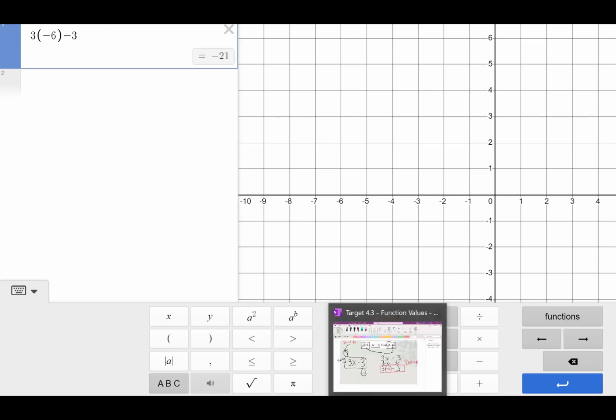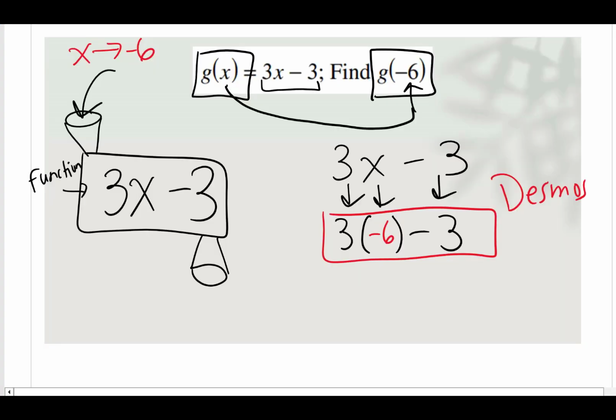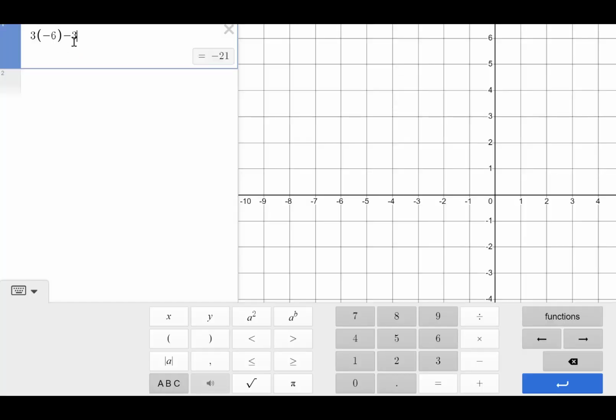that that's correct. 3 parentheses negative 6 minus 3, copy this in Desmos, so this is correct. The answer is negative 21.